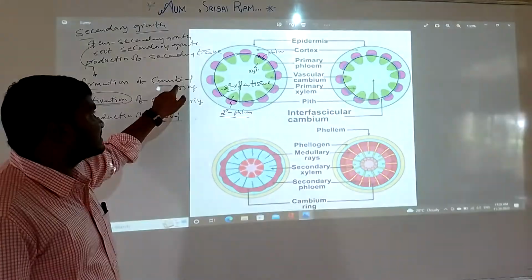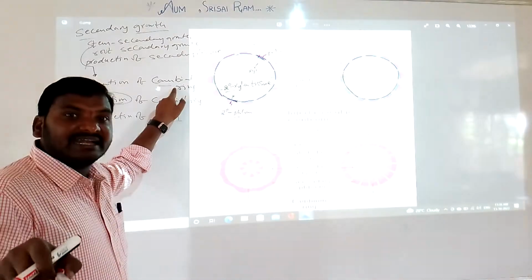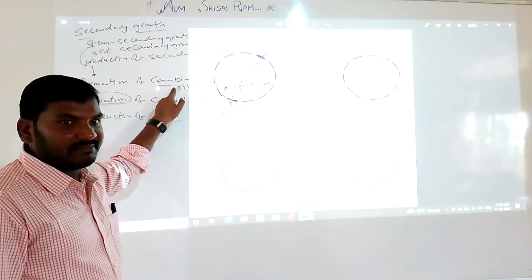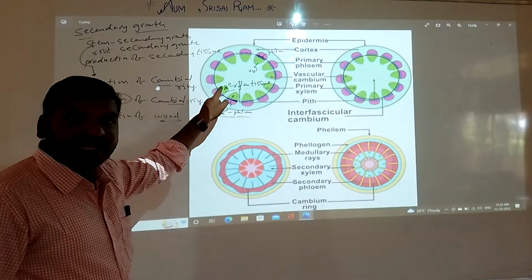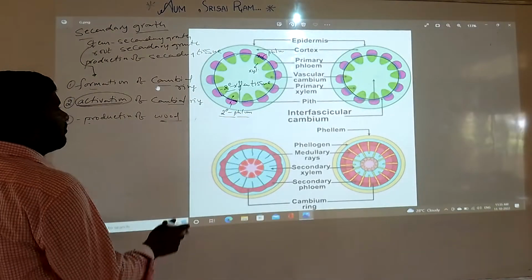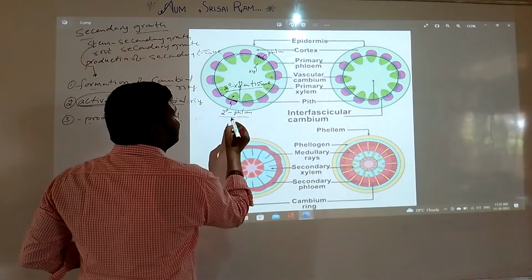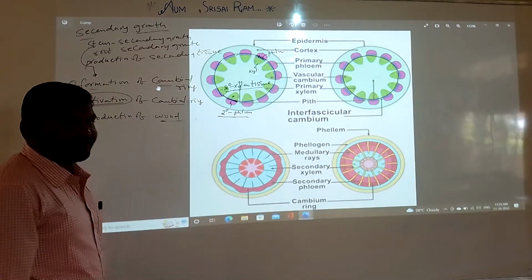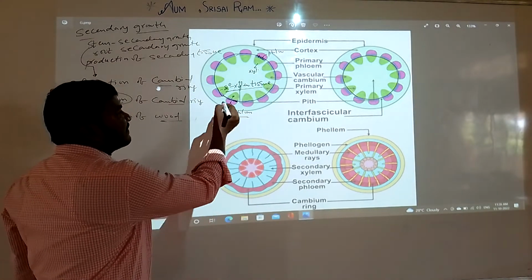The cambial ring is formed by the union of the intravascular and intervascular cambium. This is totally happening inside the stem. Okay, so now what is the formula? Secondary xylem is produced and secondary phloem is produced. Here listen carefully.